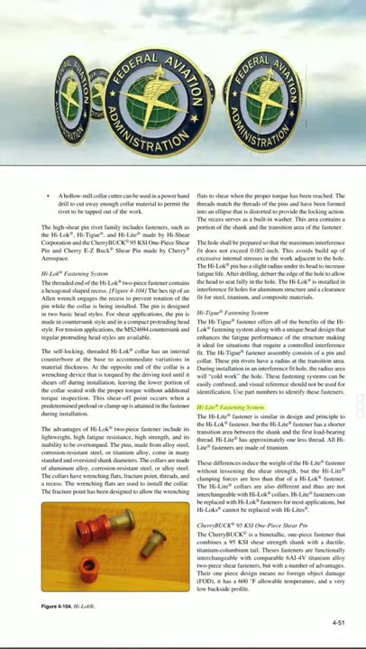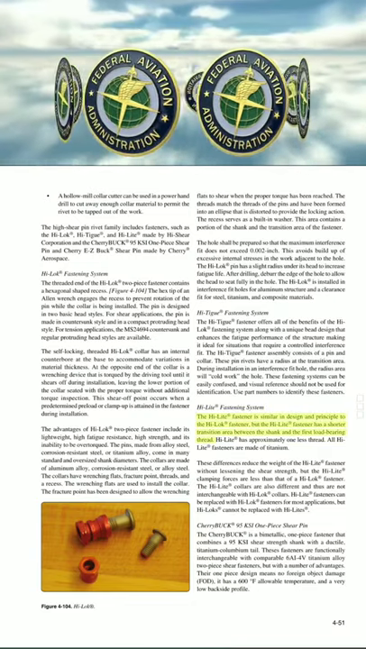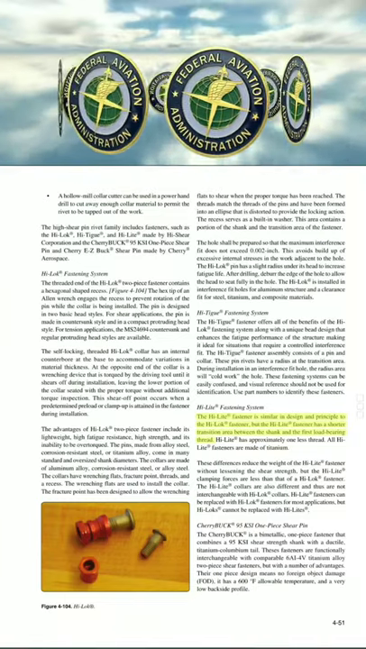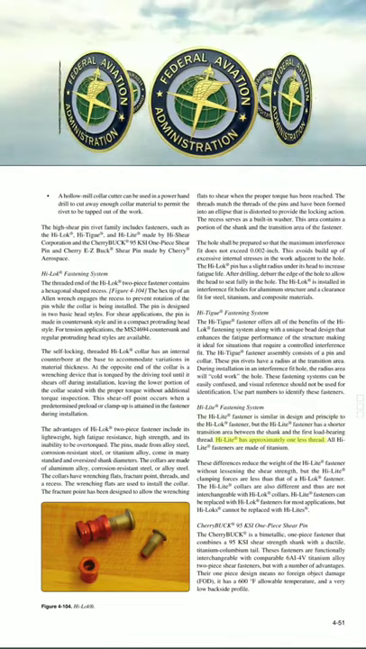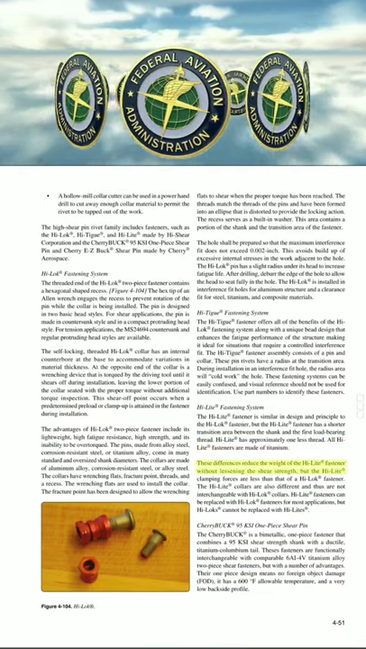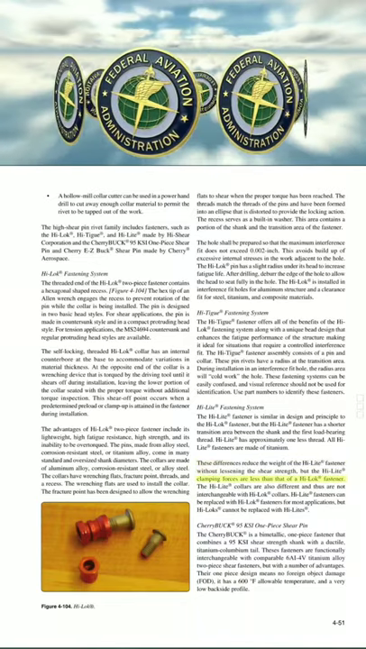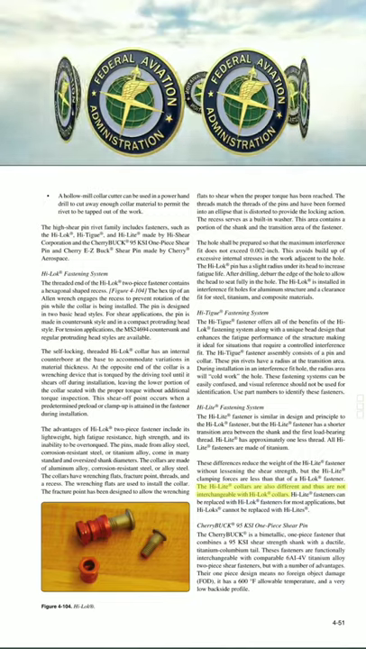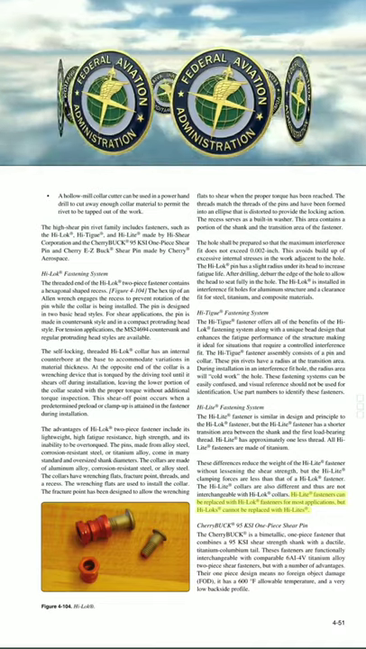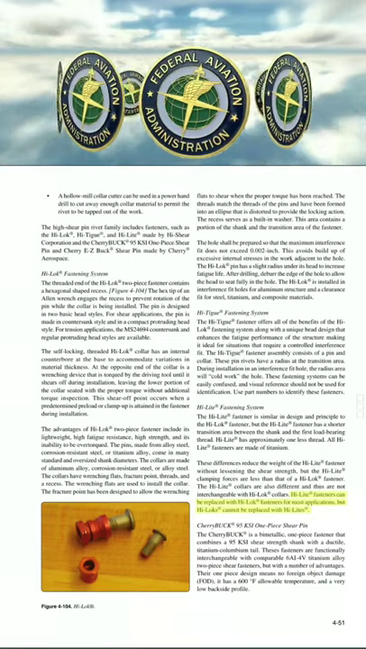Hi-Lite registered fastening system. The Hi-Lite registered fastener is similar in design and principle to the Hi-Lok registered fastener, but the Hi-Lite registered fastener has a shorter transition area between the shank and the first load-bearing thread. Hi-Lite registered has approximately one less thread. All Hi-Lite registered fasteners are made of titanium. These differences reduce the weight of the Hi-Lite registered fastener without lessening the shear strength, but the Hi-Lite registered clamping forces are less than that of a Hi-Lok registered fastener. The Hi-Lite registered collars are also different and thus are not interchangeable with Hi-Lok registered collars. Hi-Lite registered fasteners can be replaced with Hi-Lok registered fasteners for most applications, but Hi-Lok registered cannot be replaced with Hi-Lite registered.